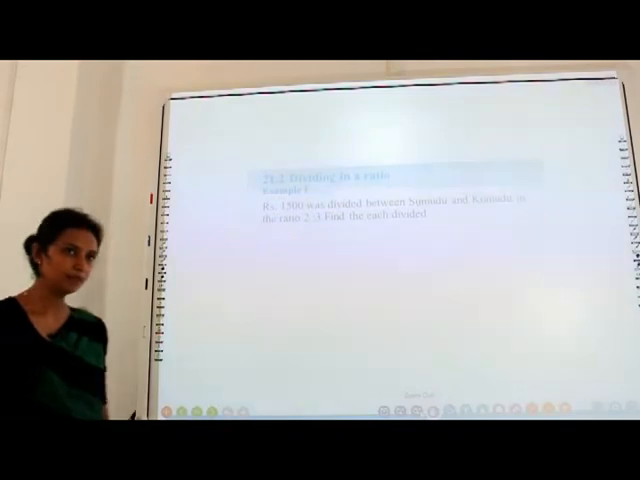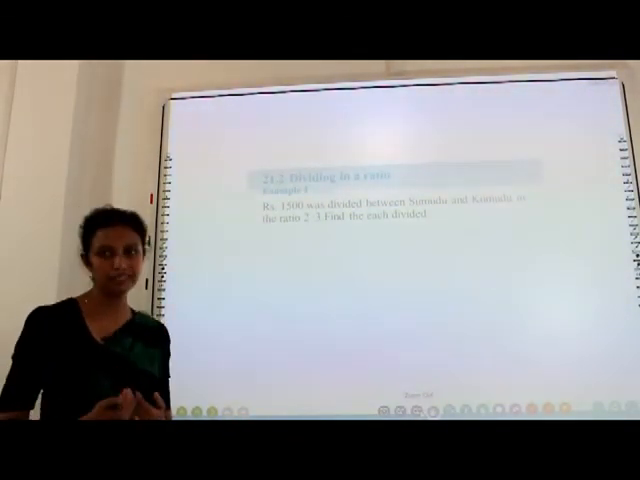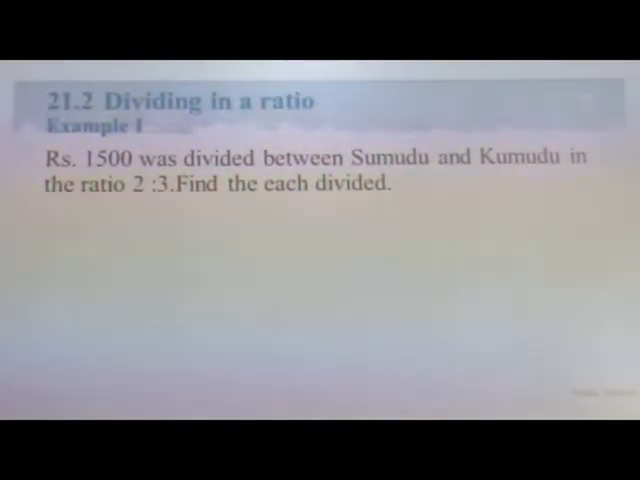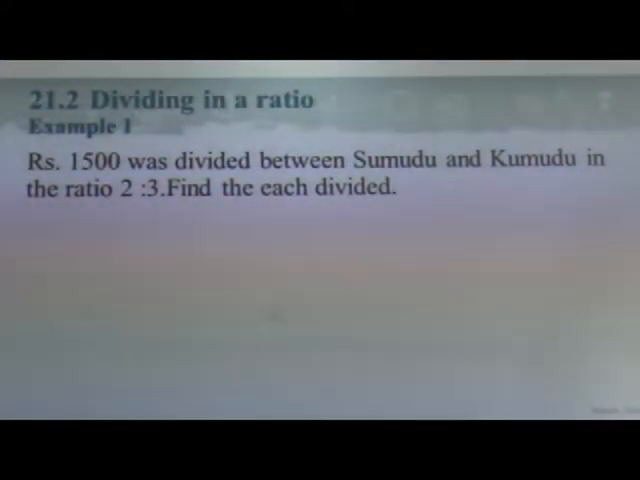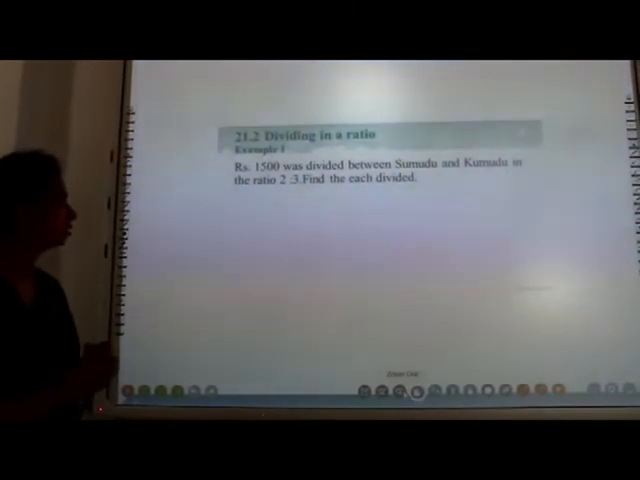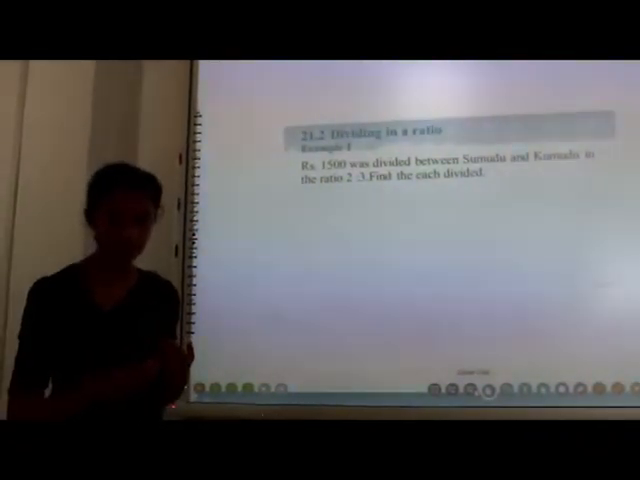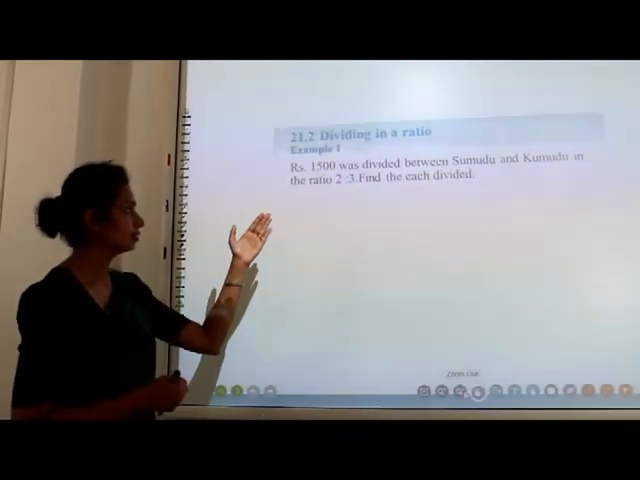Dividing in a ratio. Why do we need this? When we are learning this lesson, we have to solve problems like this. Read the question. 1,500 rupees was divided between Sumudu and Kumudu in the ratio 2 to 3. Find the amount each received. This is the question given related to the lesson ratio. Whatever the amount Sumudu and Kumudu get, they get it according to a ratio. When Sumudu gets 2 parts, Kumudu gets 3 parts. That is the meaning of the ratio.